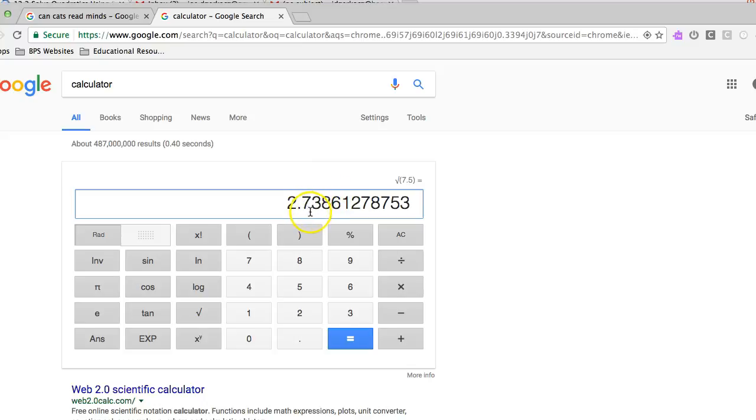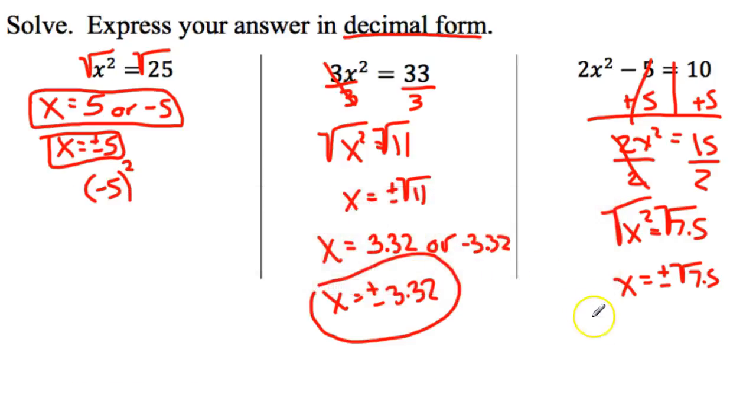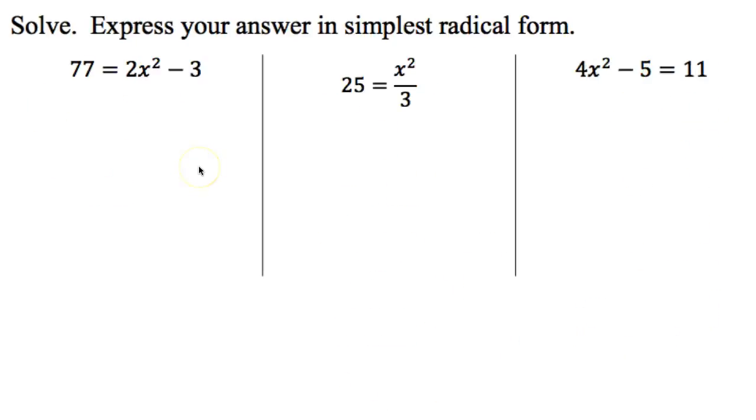So 2.74. Alright, so x equals plus or minus 2.74. Ba-boom! Done.